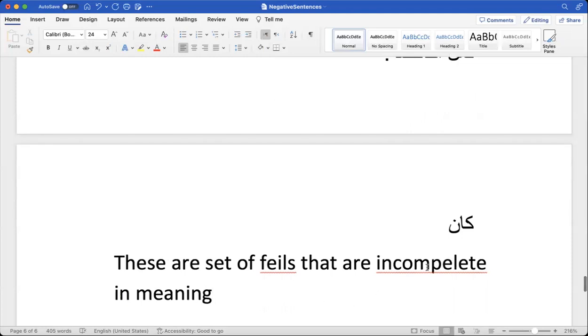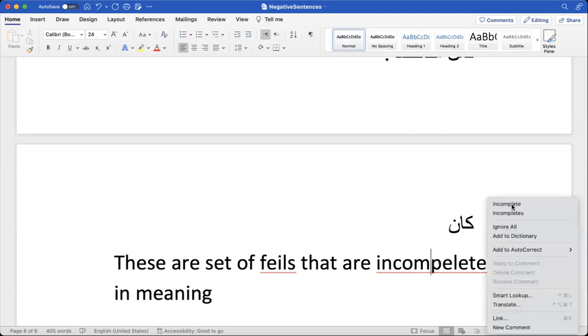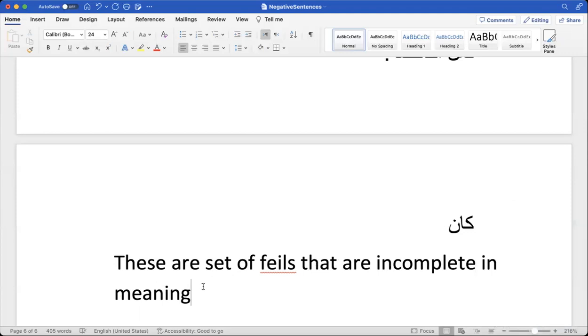If you have heard in Urdu, they say "इसमें नुक्स है". Nuks means something is missing, right? It's not complete. There is some defect. Have you heard the word nuks? Yes, in Urdu they say nuks. So these sets of fails are incomplete in meaning.